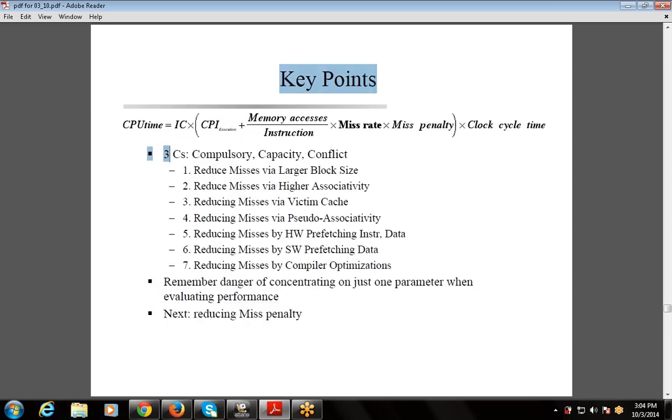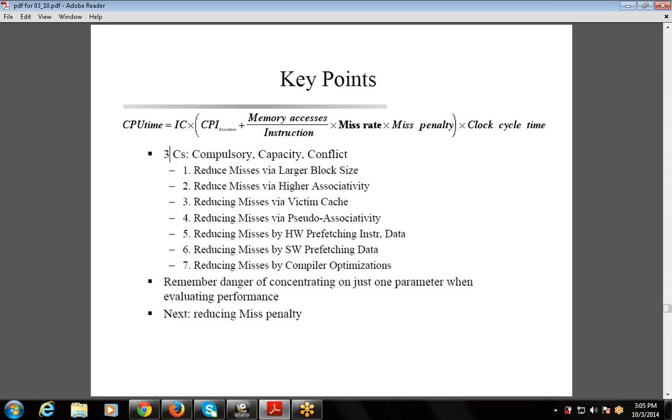Then what are the key points? This is a formula that is used: CPU time equals IC times (CPU execution plus memory accesses per instruction times miss rate times miss penalty), the whole multiplied, and again multiplied by the clock cycle time. So this is IC times this term times clock cycle time.